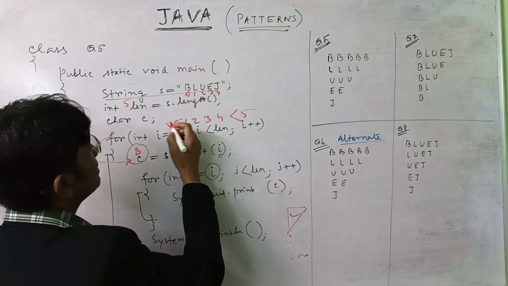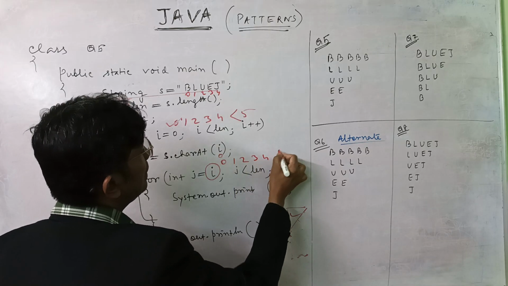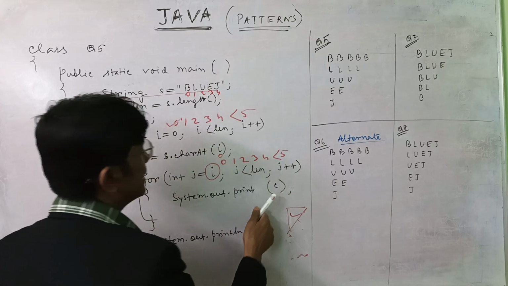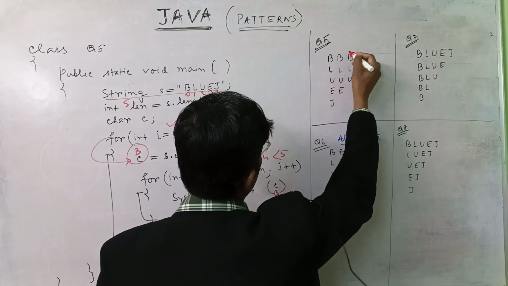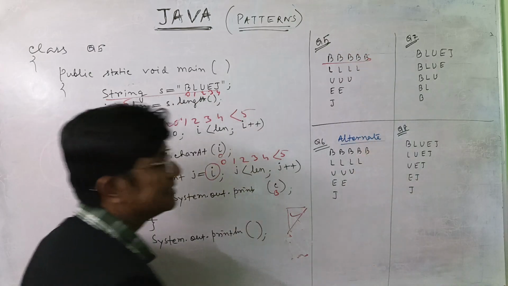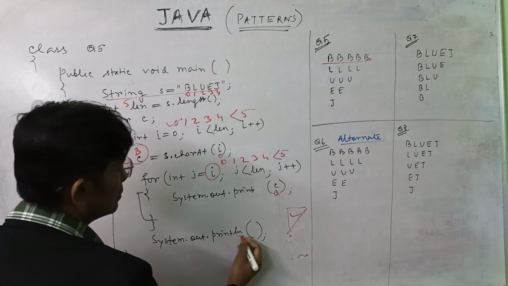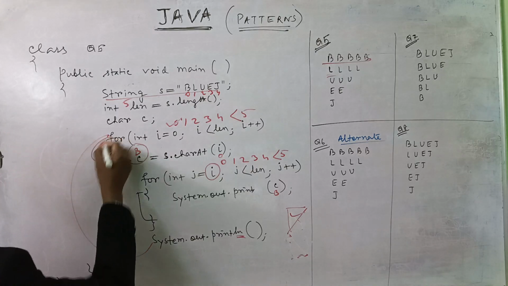B, and the first value of i is 0. So 0, 1, 2, 3, 4, less than 5. So 5 times that character c, which is B. 1, 2, 3, 4, 5 times. So the first line we are printing. After that you come out. This is for the ln: you bring the cursor down here, going back for the further iteration.